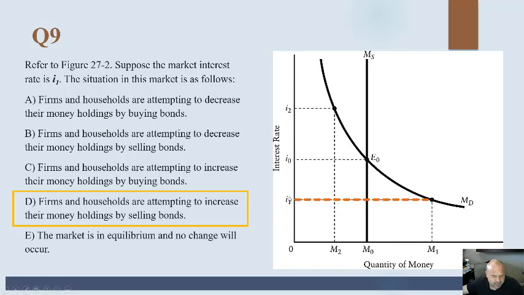With this lower interest rate, people aren't as interested in holding bonds. They'd rather have some more of their money, in either their checking account or in currency. And so here we would have excess demand. And so in this case, people would need to be selling bonds in order to get that liquidity that they need. And that would actually cause the interest rate to increase again until we get back up.